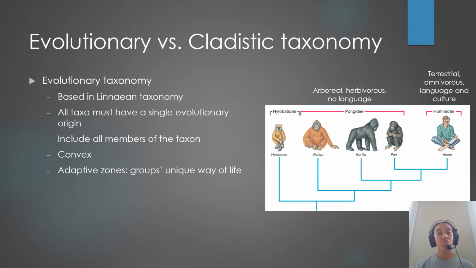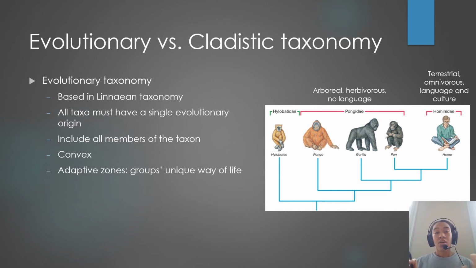If you're an evolutionary taxonomist, your method of classifying the relatedness of different species is based in Linnaean taxonomy. When you're putting your trees and groupings together, you're looking for a couple of different criteria. All the taxa, and remember a taxon is just a group of organisms, must have a single evolutionary origin. It must include all members of a taxon and must be convex. The base of this classification is adaptive zones, which are a group's unique way of life.